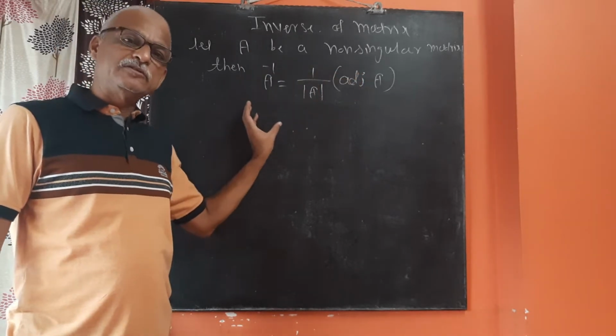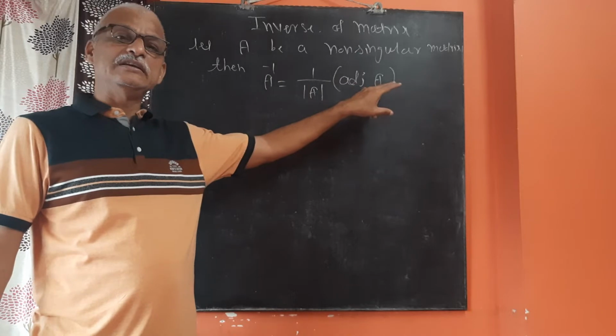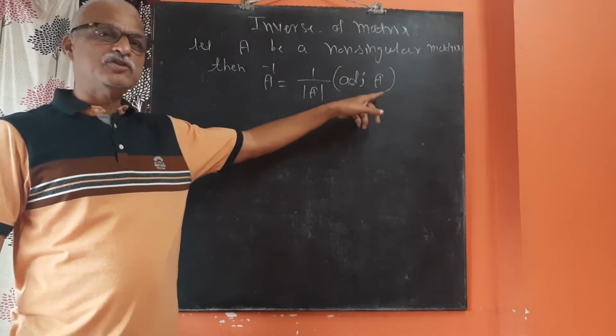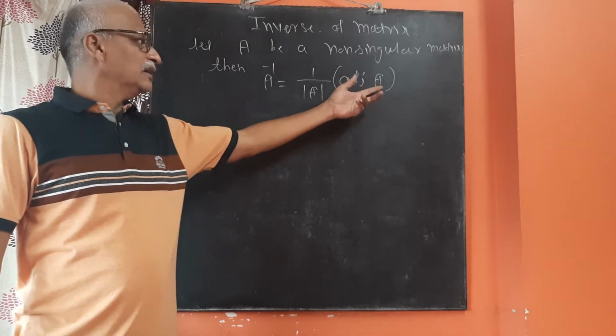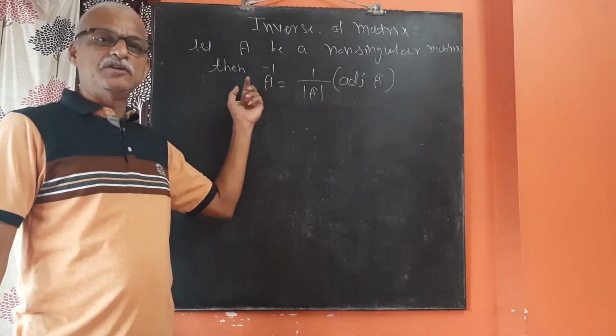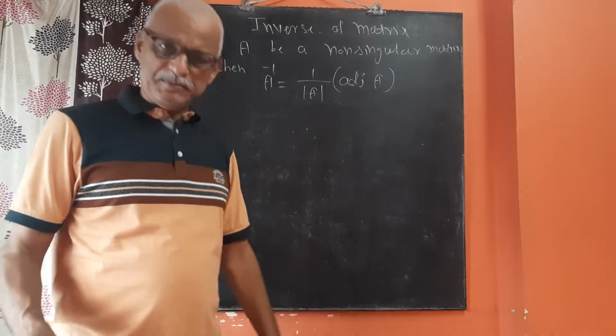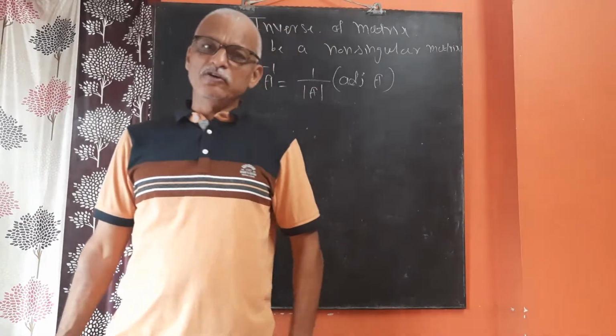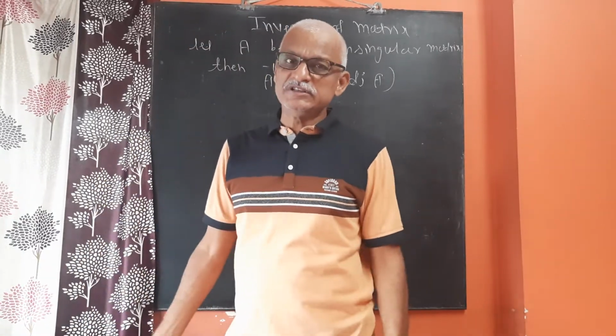We can find the inverse only when the determinant of A is not equal to 0. That means it is non-singular. And then we have to find the adjoint of A. Then substitute the value of the adjoint of A and the determinant of A here, and you will get the A inverse. We have already found the adjoint. I hope you have also practiced the adjoint.